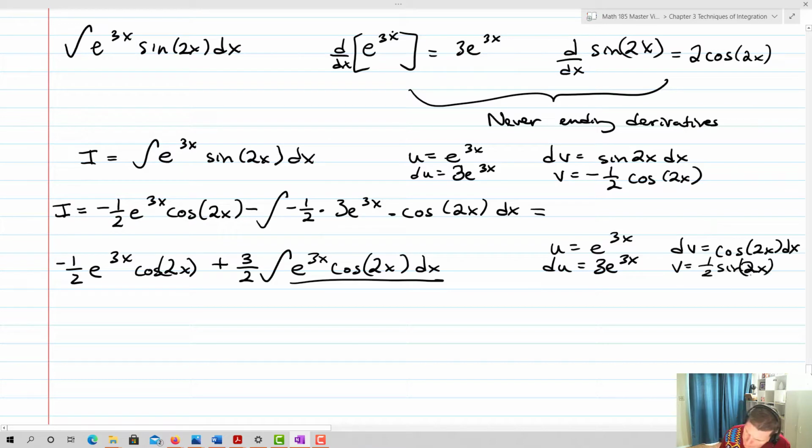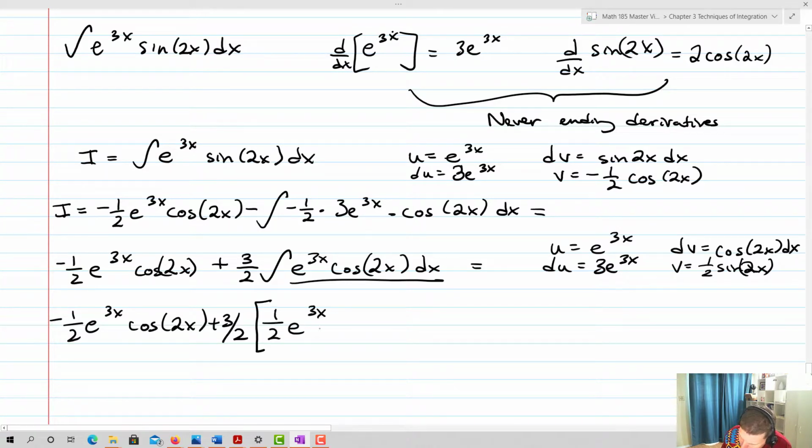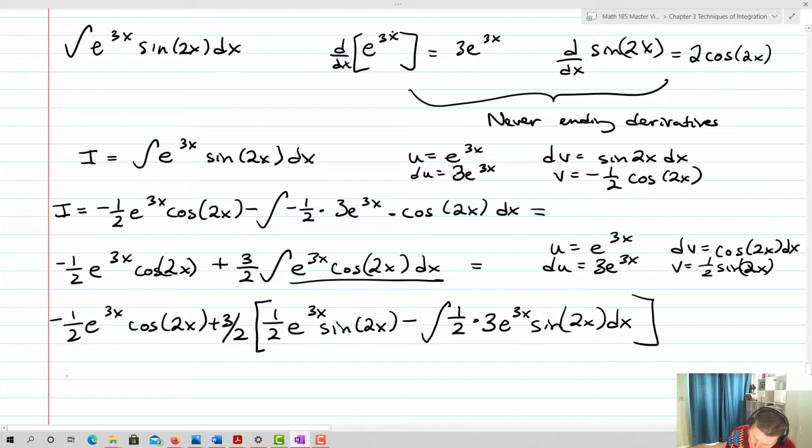So what I now have is that this whole thing is going to equal negative 1 half e to the 3x cosine 2x plus 3 halves times the quantity, and it'll be uv, so it'll be times 1 half e to the 3x sine 2x minus the integral of, and this is v du, 1 half times 3 e to the 3x sine 2x dx.